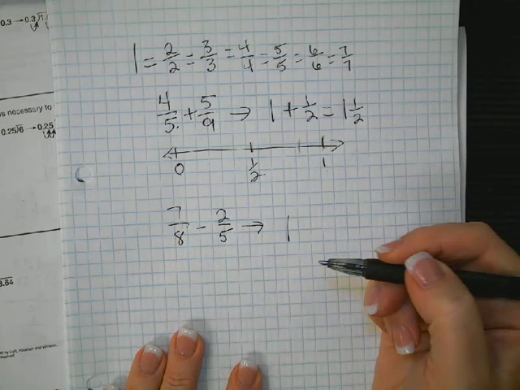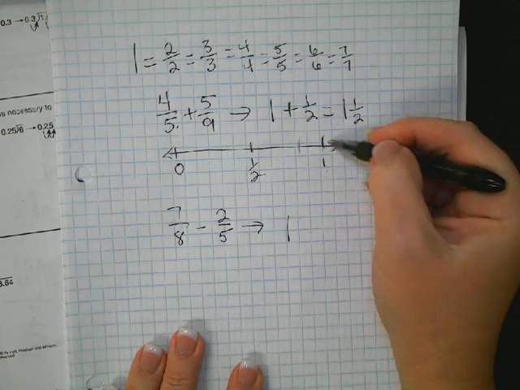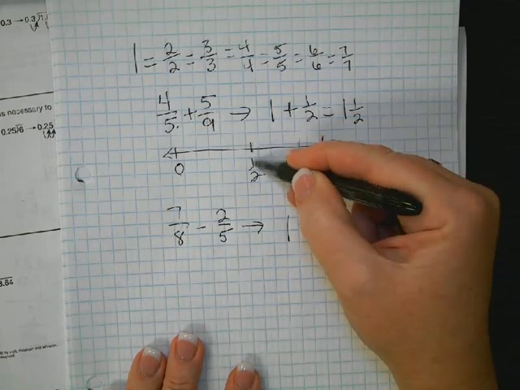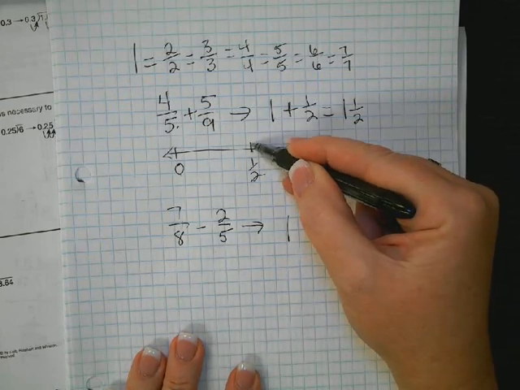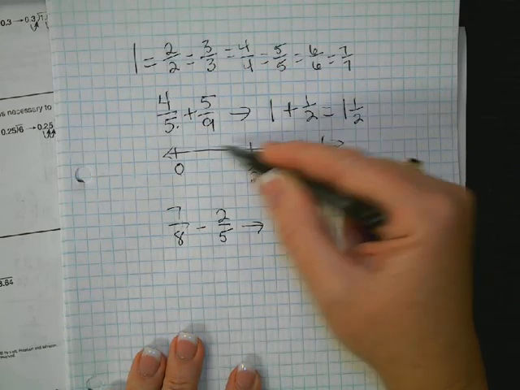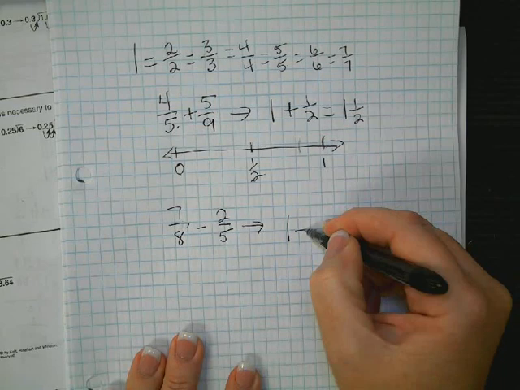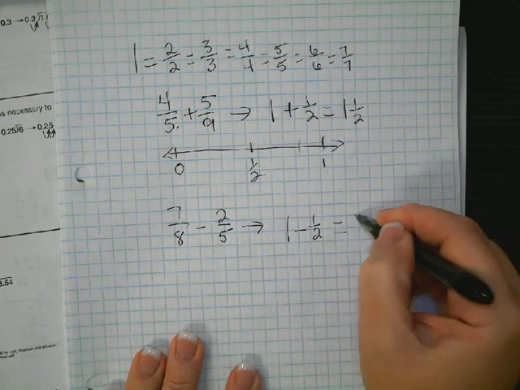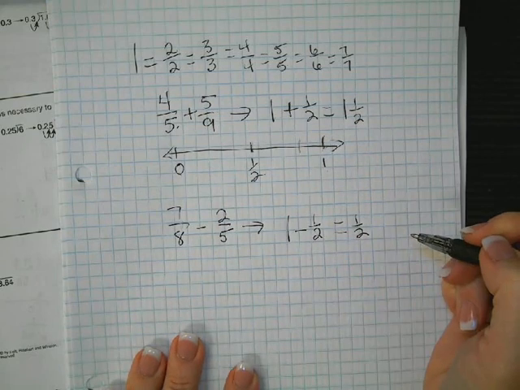Now 2/5, not really sure. I do know that 5/5 is 1 whole. Half of 5 is 2 1/2, so 2 1/2 would be the halfway point, so 2 would be a little bit less. I'm going to say it's closer to a half than it is to 0. So I'm going to say 1 minus a half, and then that's going to be 1/2 for my answer.